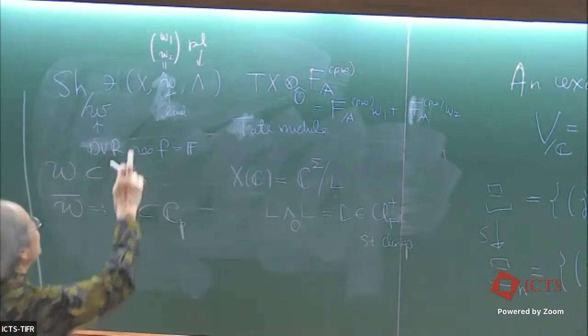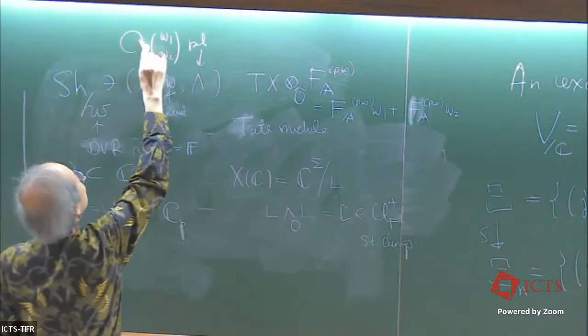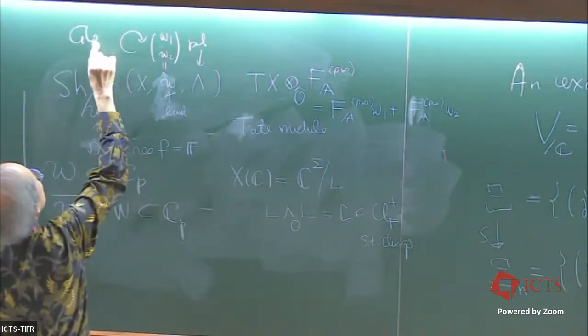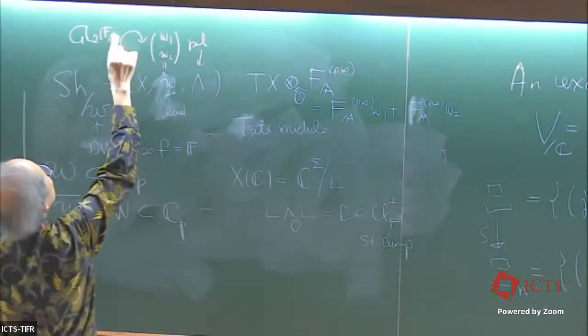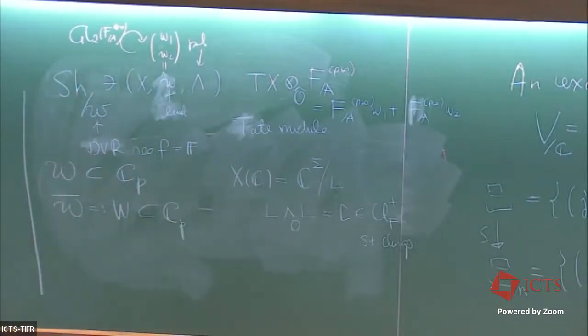I use this column vector. So on this vector, GL2 of A to the P infinity acts, right? Just by matrix multiplication. In this way, the Shimura variety has that big automorphism group.